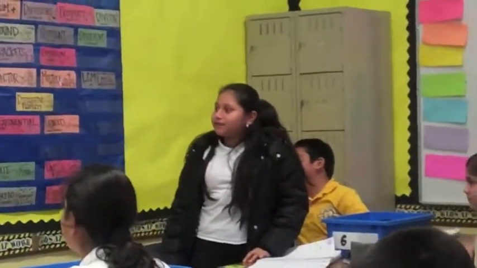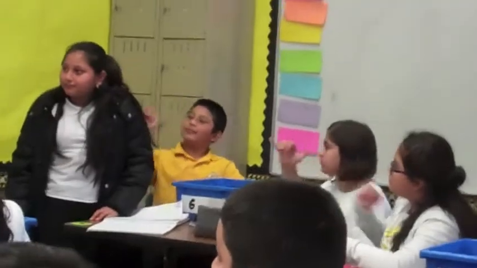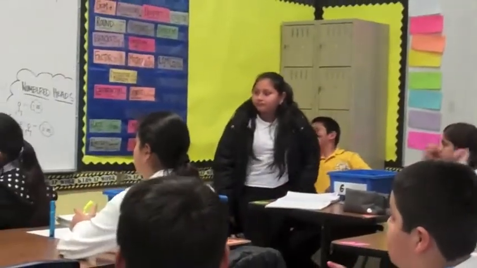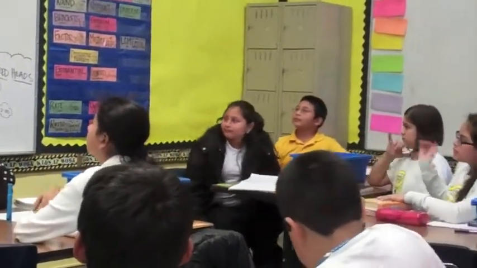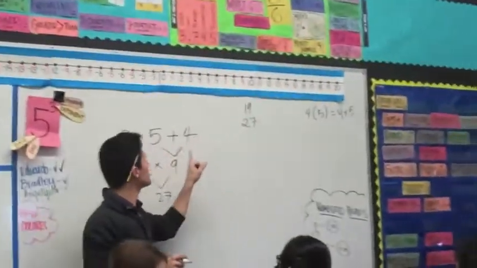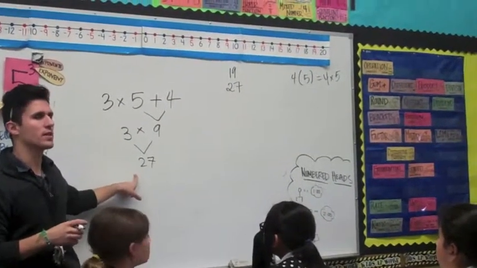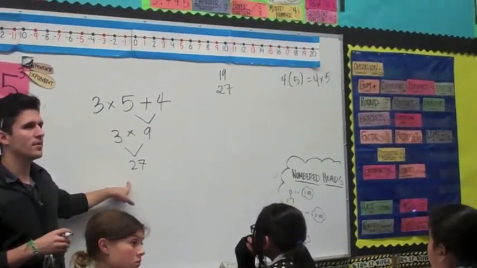Is this what you're saying? How many of you are also thinking this is how they did it? Now, Luca, I heard you say something in respect to this. You said you got 19, correct, Luca? But you said if something were true about this problem, then it should be 27. What did you say?